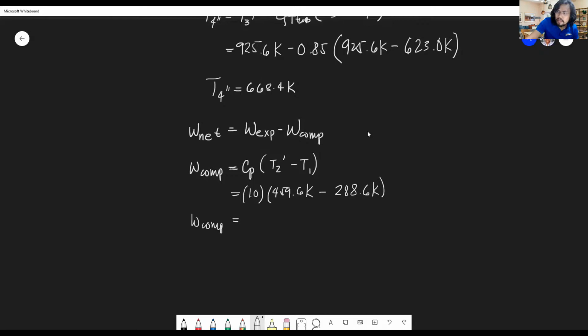459 minus 288.6, which is 171 kilojoules, assuming we have no mass change.